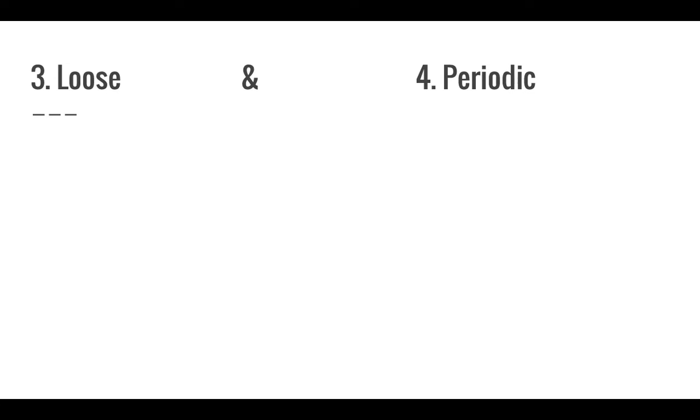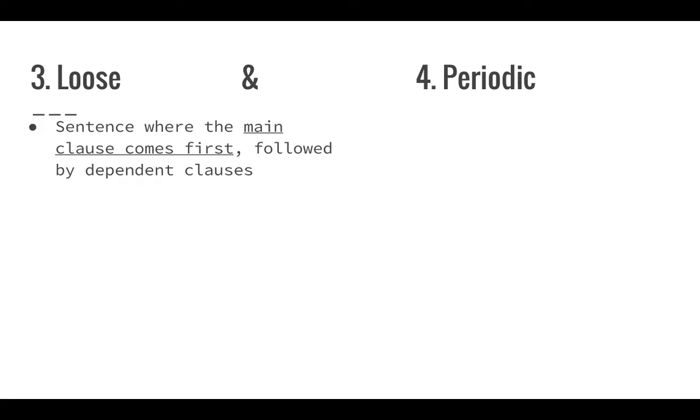For the next couple sentences, we're going to combine loose and periodic because they're opposites of each other more or less. A loose sentence is where the main clause comes first, followed by dependent clauses. So in a loose sentence, we've got the main idea right away, and then a lot of dependent clauses trailing off the end of that.